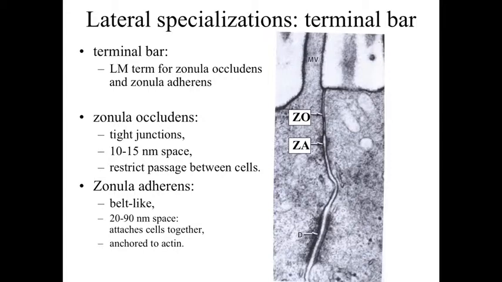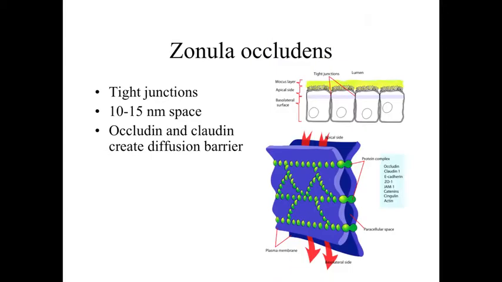Again, zonula for belt-like connections, but adherens, this is for adhering or connecting the cells together, holding them together. And we're going to see that this is there to strengthen that connection between the cells. A little bit wider, about 20 to 90 nanometers in space between it, and it's also going to be anchored into the cytoskeleton. It's going to be anchored to actin along that cytoplasmic side.